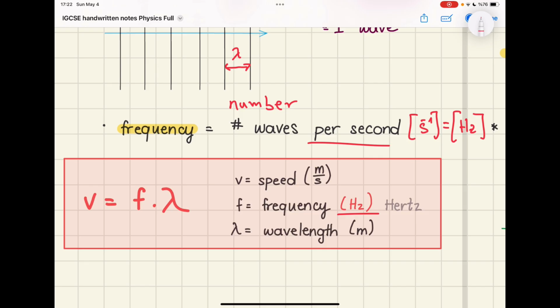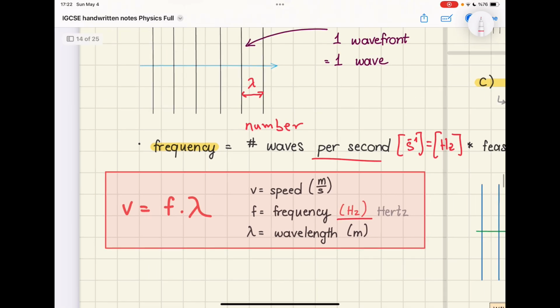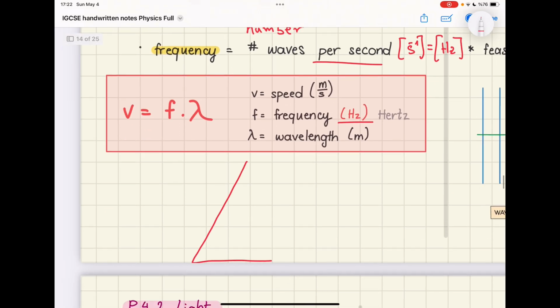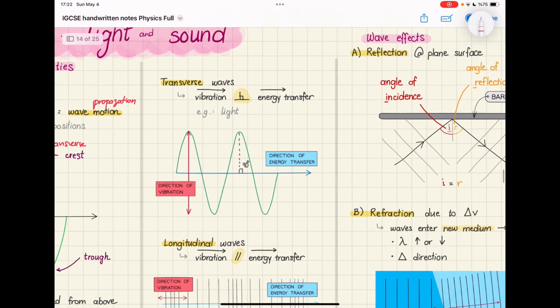The formula that determines the speed of a wave is this one that we see here. I'm going to draw it in a triangle so it is easier for us to remember. V goes up, then F, frequency, and lambda, which is wavelength. Wavelength, of course, is in meters because wavelength is a type of length, and speed is meters over second.